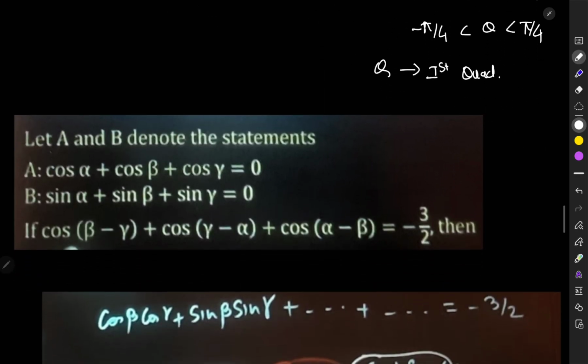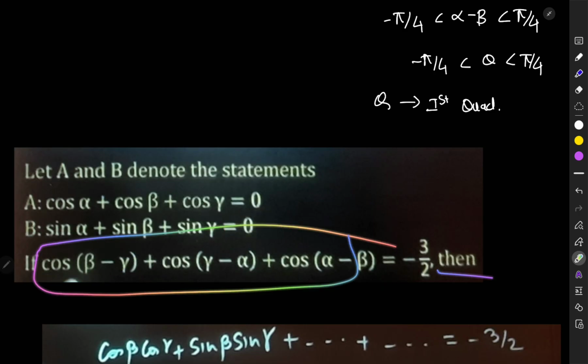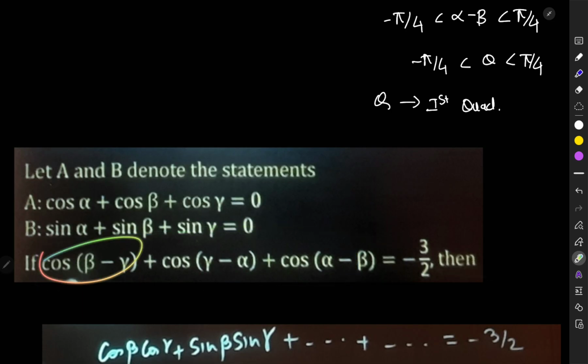Okay, let's see another question. This is a very good question. Let A and B denote the statements: cos alpha plus cos beta plus cos gamma is equal to 0, and sin alpha plus sin beta plus sin gamma is equal to 0. We need to find this, and they're asking just to expand it. First method, that's all we can do for now.